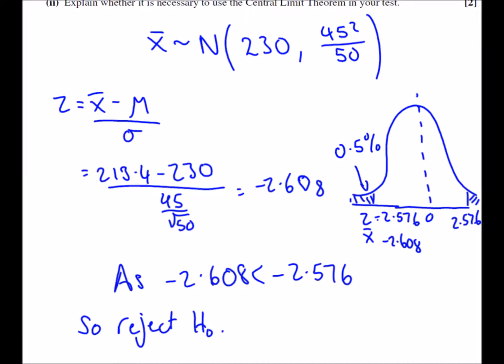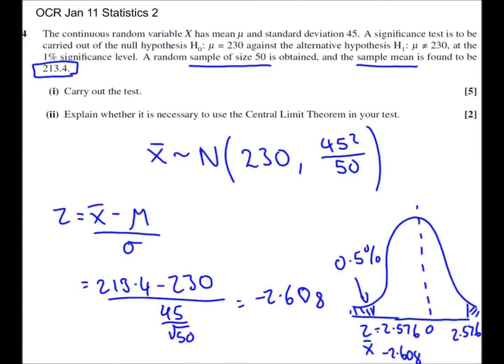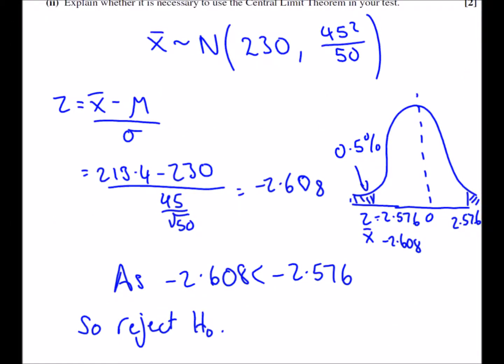And now we've got to give the answer in the context of the question. So the question was, is the mean likely to be 230? Well, there is sufficient evidence to suggest the mean is not 230.